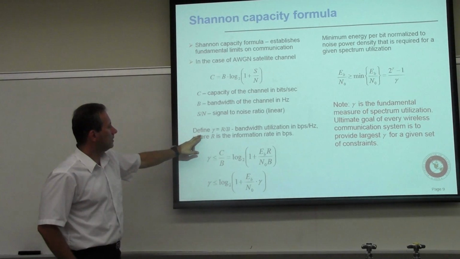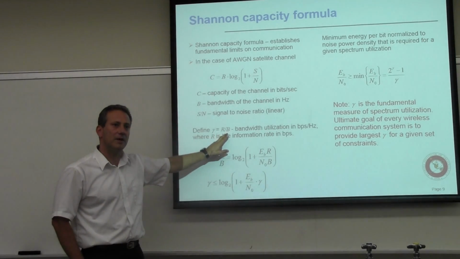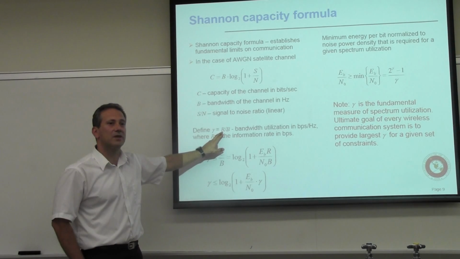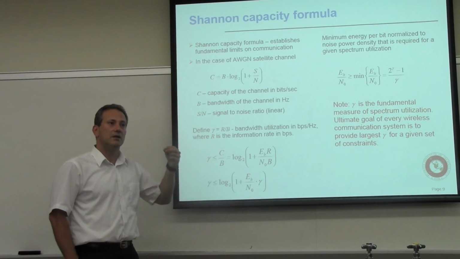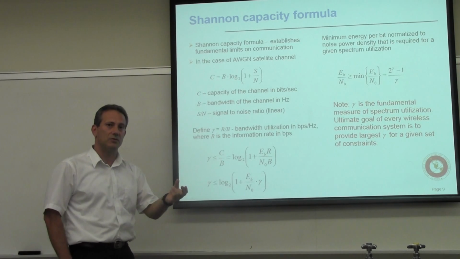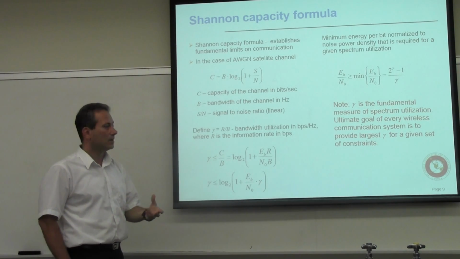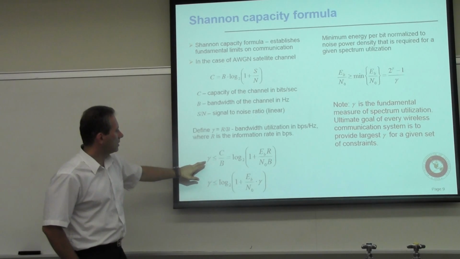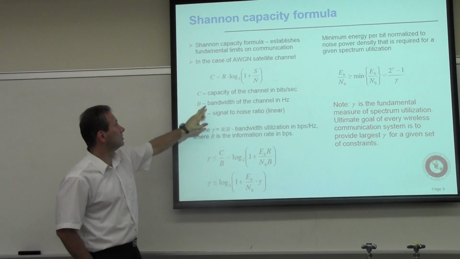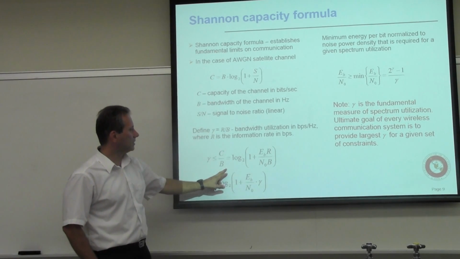If you define gamma, which is the actual data rate divided by the bandwidth of your system, what are the units? The units are bits per second per hertz, saying this is how much data rate or information rate I get for every hertz of the spectrum that I'm utilizing. Then gamma has to be smaller than the maximum efficiency, which is obtained when you're at the capacity, right? So it has to be smaller than this.